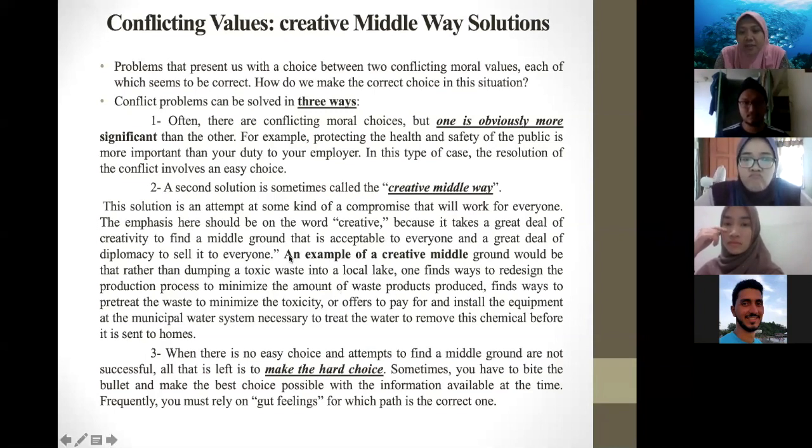However, sometimes all the methods don't work. In the end, maybe you need to make number 3, make the hard choice. Meaning, after you go through each solution, you have to make the hard choice. For example, the hard choice is you need to go to the anti-corruption commission. So when you go there and you report something, the person might be prosecuted.